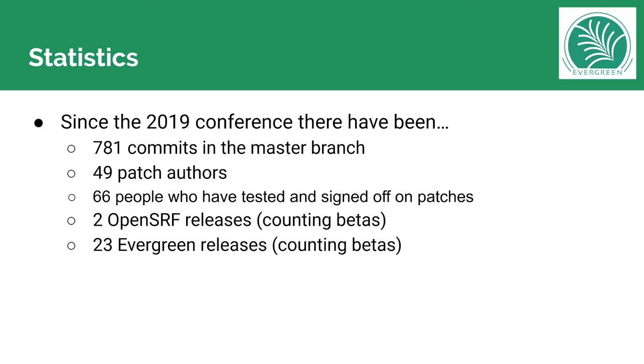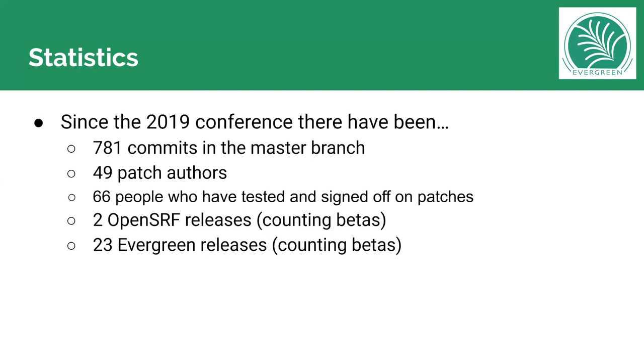The work of coding, of course, also needs a lot of checking. So many, many thanks to the 69 people who have helped to participate in direct testing by signing off after reviewing patches. So in addition to the input, the output for this cycle has been 2 OpenSRF releases, including betas, and 23 Evergreen releases, again, including beta releases.